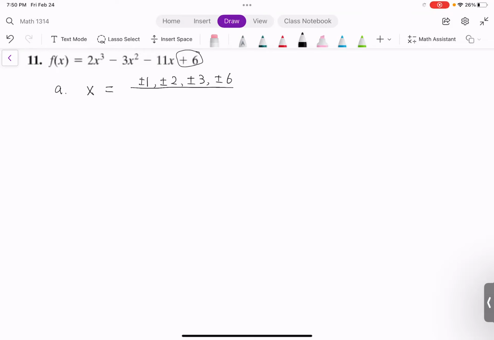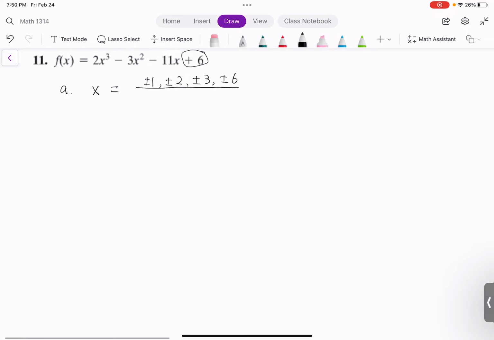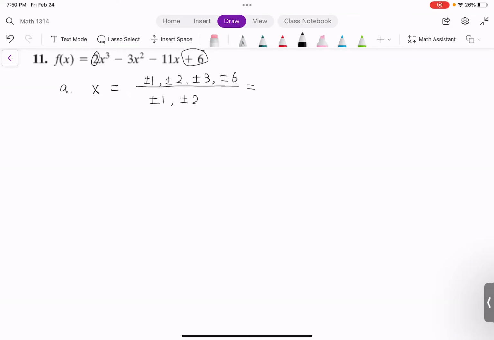The denominator is the factors of 2: positive or negative 1, positive or negative 2. That's it. And then let's see the ratio. So we can ignore this one first. So take the ratio of the top and bottom now. They are positive or negative 1, positive or negative 2, positive or negative 3, positive or negative 6. And then ignore this one. Find the ratio of top and bottom.